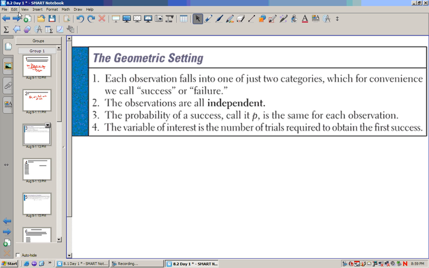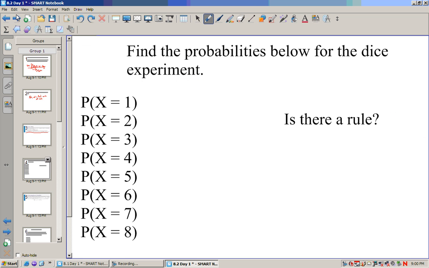Alright, so these are the rules for geometric. We have to have a success and a failure, same as binomial. All observations are independent, same as binomial. The probability of success, called p, is the same for each observation, same as binomial. The only new thing, or different thing I should say, is the variable of interest is the number of trials required to obtain our first success. So that is how it differs from the binomial setting.